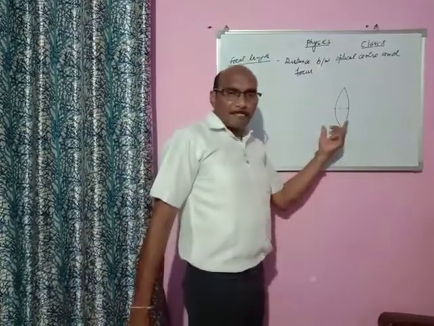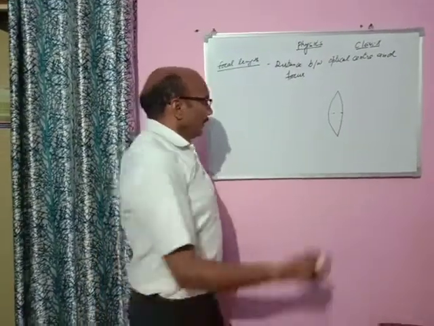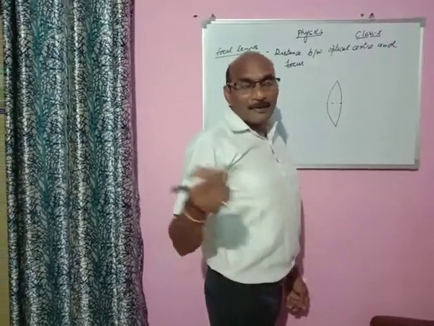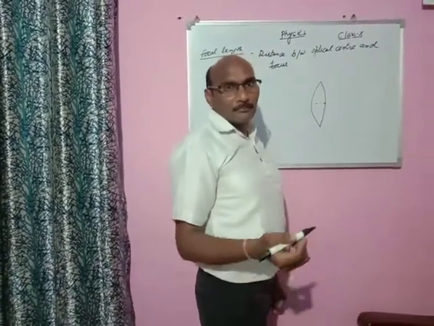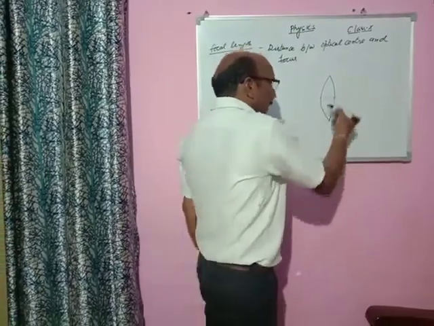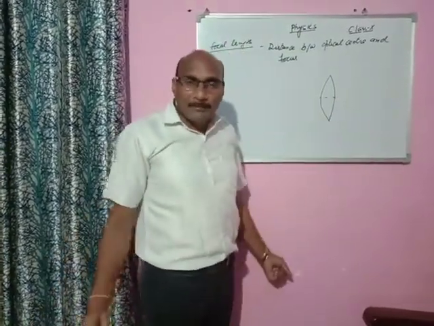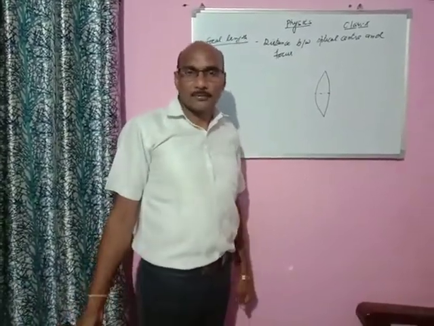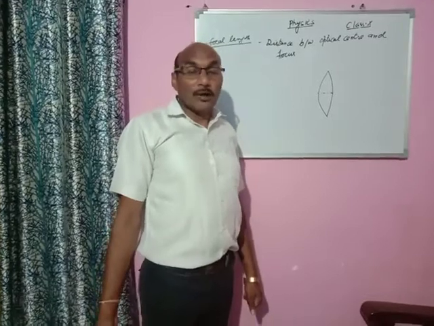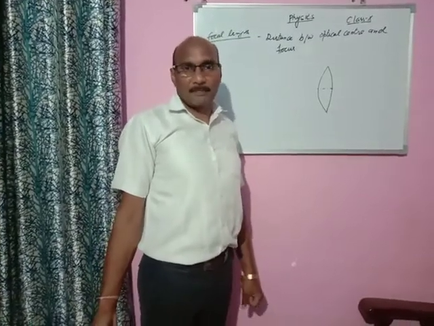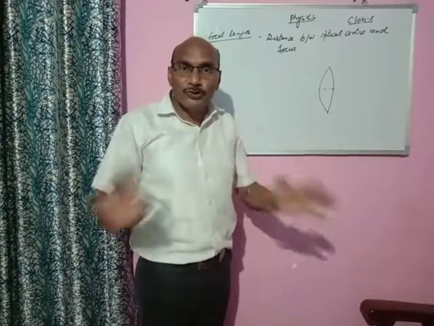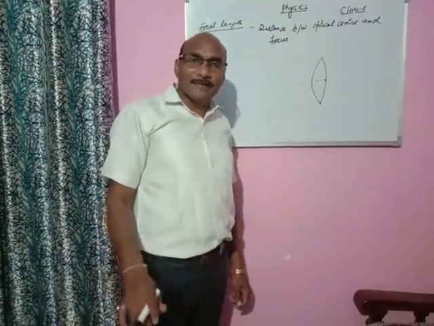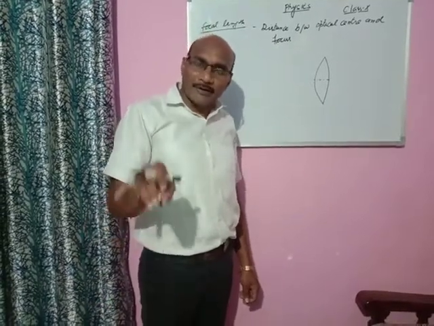So, if half part of the lens is covered by black paper or any material through which light cannot pass, either upward or downward, what will be the effect on the focal length of the lens? Generally, this question is asked. So, your answer should be: there will be no change in the focal length, because focal length is half of the radius of curvature.